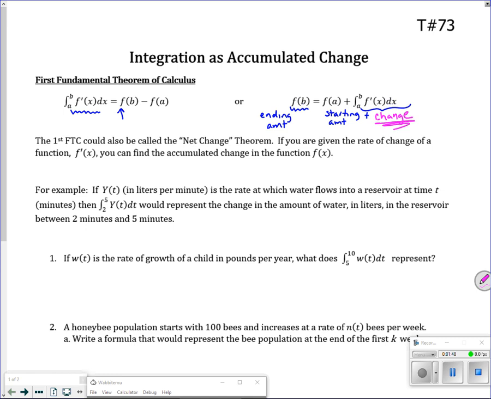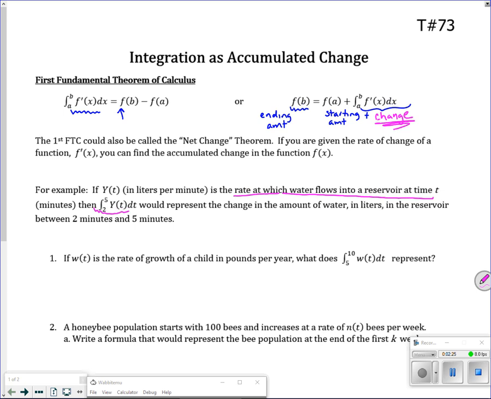If y of t, notice it doesn't have the derivative mark on it, but it is the derivative of somebody, is the rate at which water flows into a reservoir at time t minutes, then what would the integral from 2 to 5 of y of t represent? And many times you have to write what that integral represents. Remember, there are three things. You explain it in words. It's the change in the amount of water in liters in the reservoir between 2 minutes and 5 minutes.